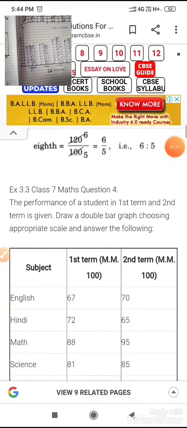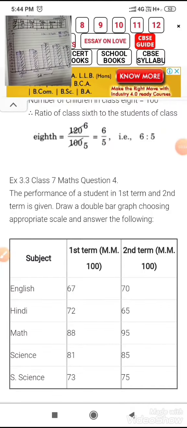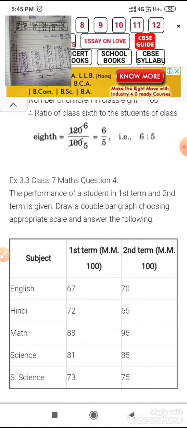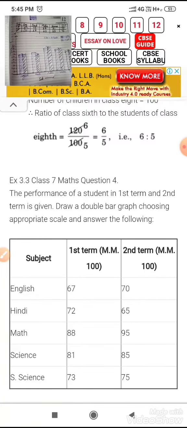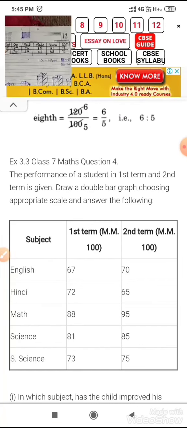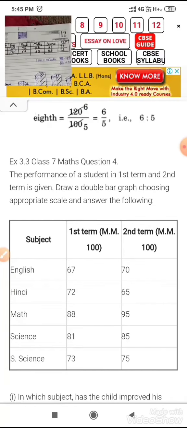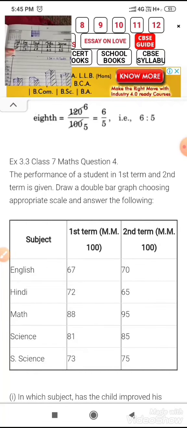Now move to our next question, and the next question is: the performance of a student in first term and second term is given. Draw a double bar graph choosing appropriate scale and answer the following. You can clearly see here that the first row represents subjects, the second row represents marks obtained in first term, and the third row represents marks obtained in second term.